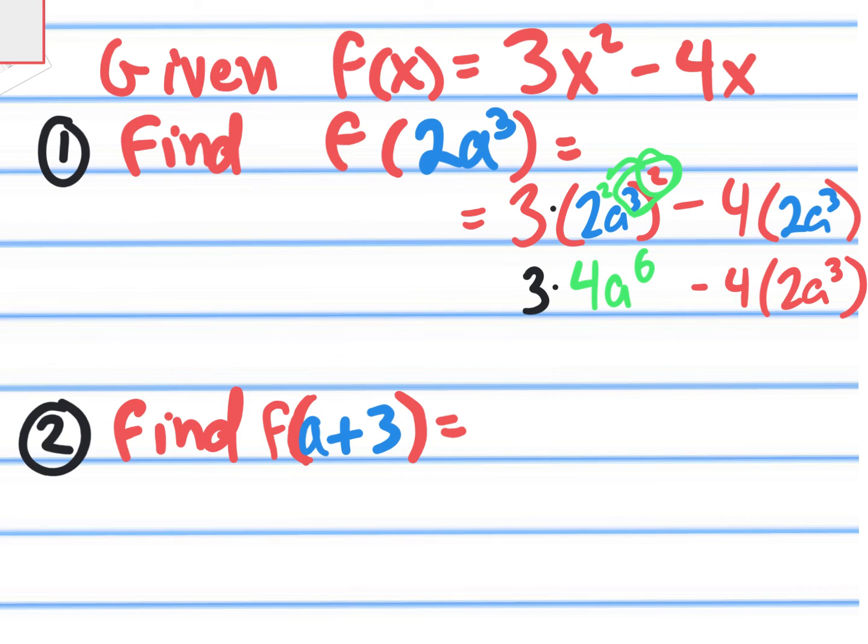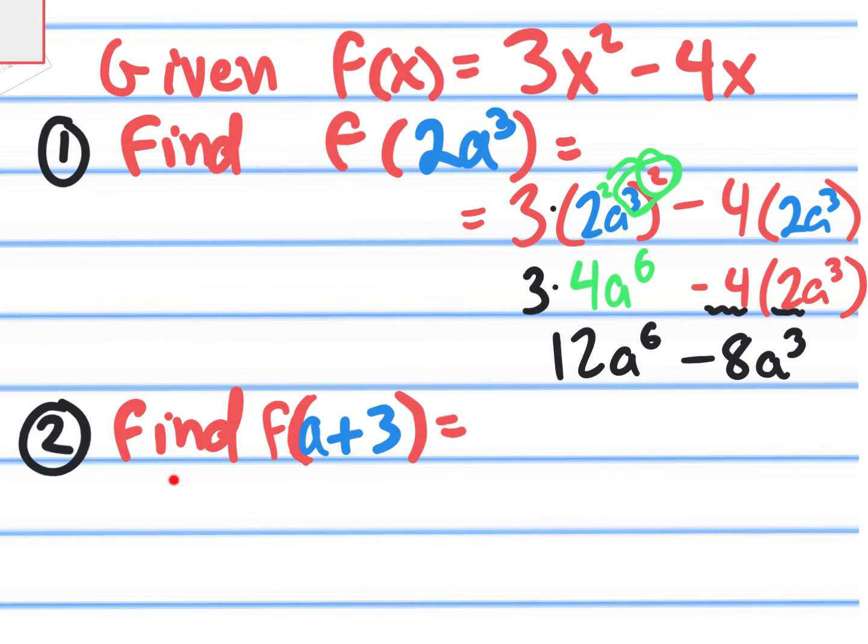So now that I've done exponents, now I can multiply. 3 times 4 is what? 12. A to the sixth power, that's right. And over here, negative 4 times 2? Minus 8. A to the third power. And that's all we could do. We can't combine these two terms because they are not the same. They're not like terms. This is a to the sixth, this is a to the third. Can't combine those. That is your answer for f of 2a to the third.